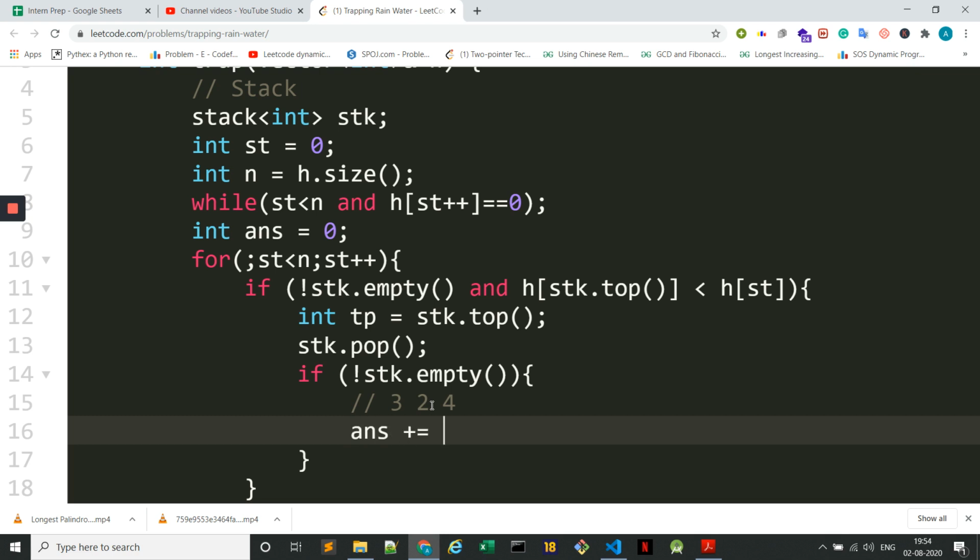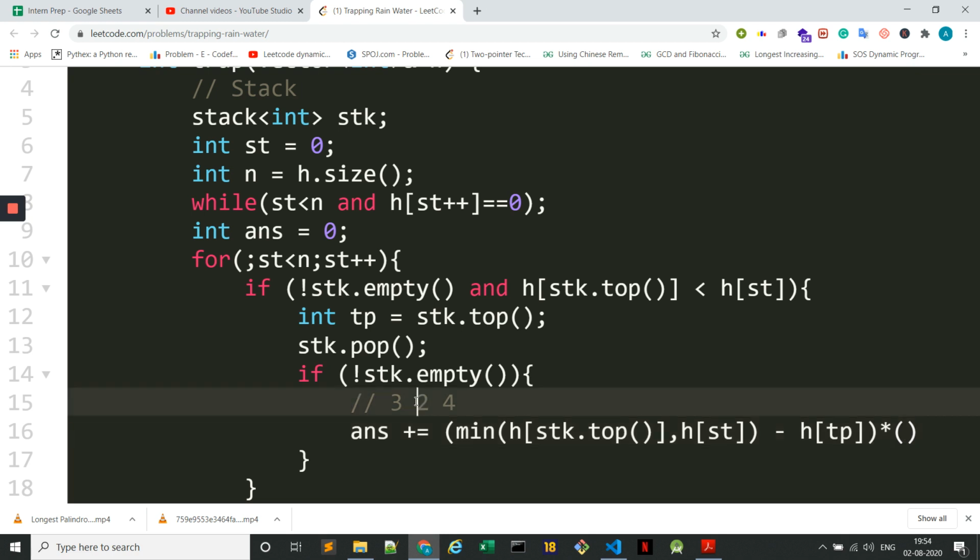So what we need to do is answer plus equal to a minimum. We need to compute the minimum of stk dot top, which is the left bound, and similarly st, right? This is the right bound. This minimum we need to subtract from h of tp, right? So this will give me the height. Now also we need to multiply.